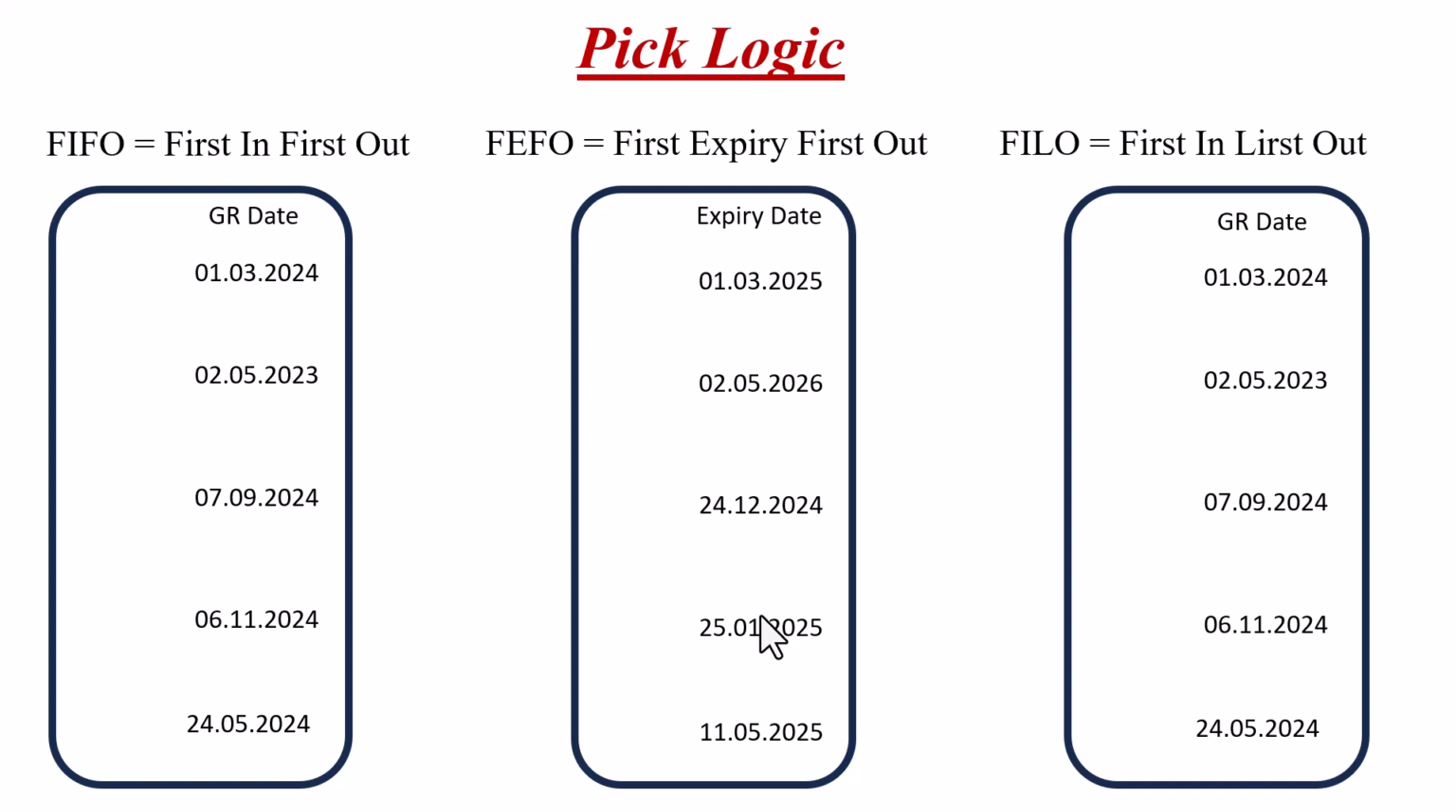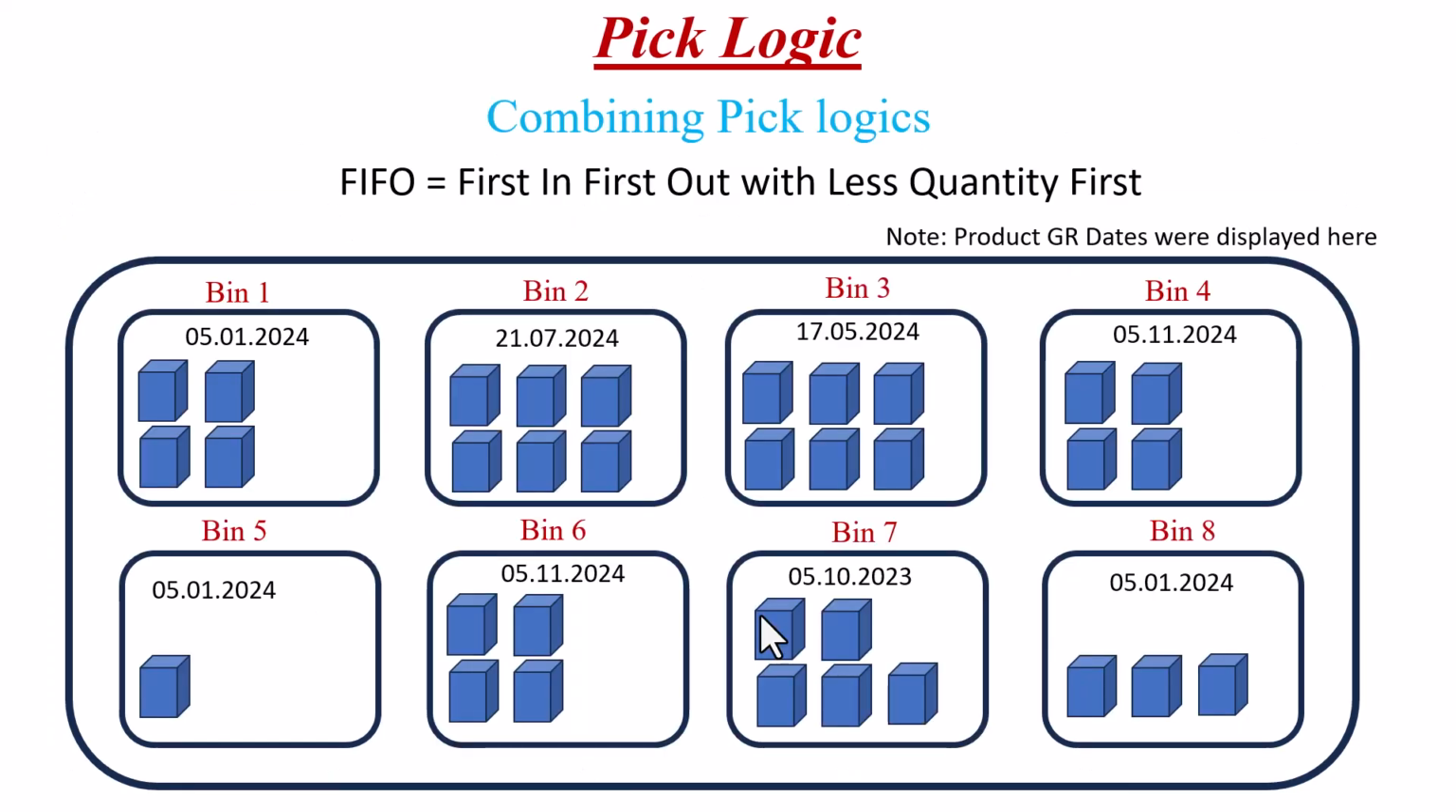Let's get into one more topic. Is it the only logic that SAP EWM provides? No. We can combine two logics together to make another logic. So let's get into another topic, that is pick logic by combining pick logics. It is also possible to mix up two logics together to make the system understand what exactly decision has to be taken for picking.